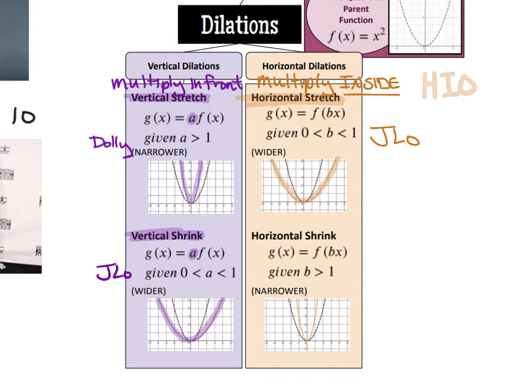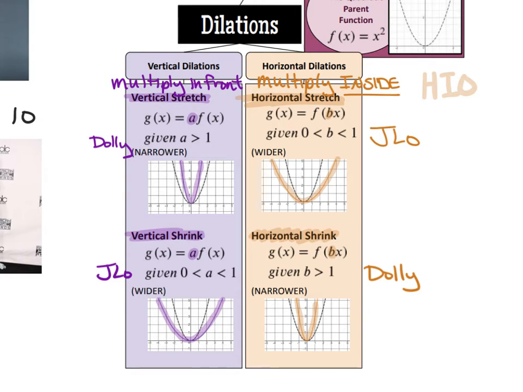In a horizontal shrink, the number that we're multiplying inside that function, see how it's inside the parentheses? If it's a Dolly Parton number, so it's bigger than 1, it's still going to make that graph narrower, but it is now called a horizontal shrink.